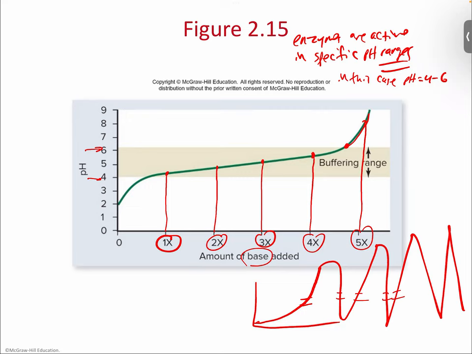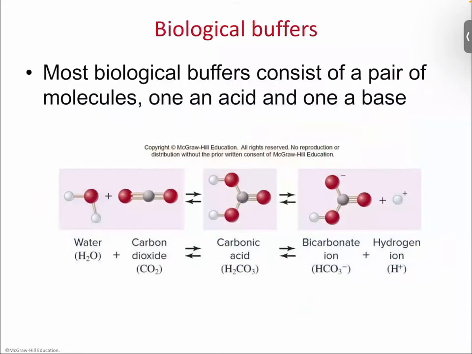So what that basically means then, anywhere you're in this buffering range right here, is the area of active enzyme. So that means this enzyme can tolerate lots of flexibility and variation in environment and circumstances and still be active. Why? Because of our buffer. And so that's an important idea of how buffers work and what they do for us.